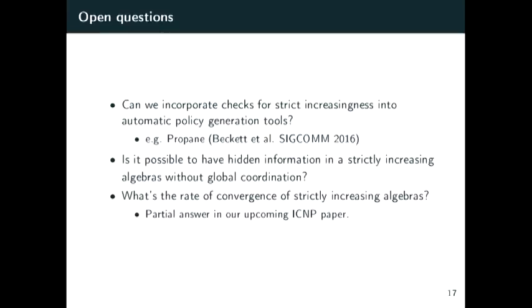And finally, what is the rate of convergence of strictly increasing algebras? We've allowed ourselves more expressive policies, which means perhaps the rate of convergence has got worse over distributive algebras. We show that that is the case in an upcoming ICMP paper in September, but actually we show that it's not too much worse. Okay, thank you.